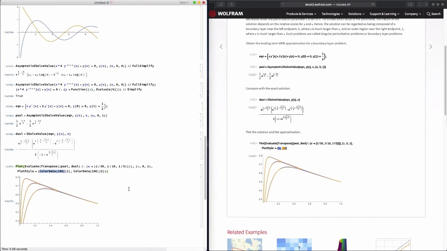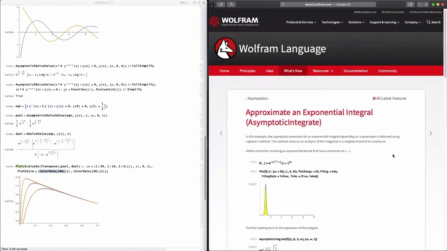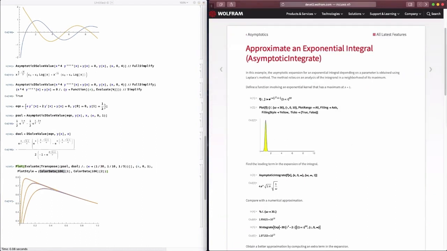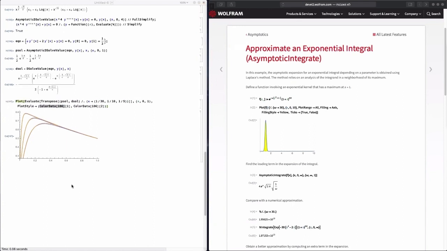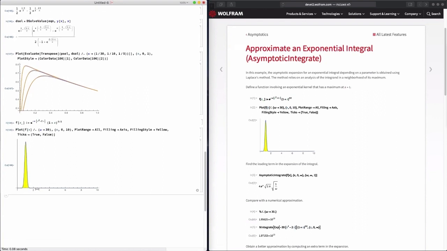Okay. So our next example is now about integration. So again, we're going to enter a function and we're visualizing it. So here's our function. It's very strongly peaked around 1. And so we want to find the area under this curve. And so we can do asymptotic integrate f of x from 0 to infinity.